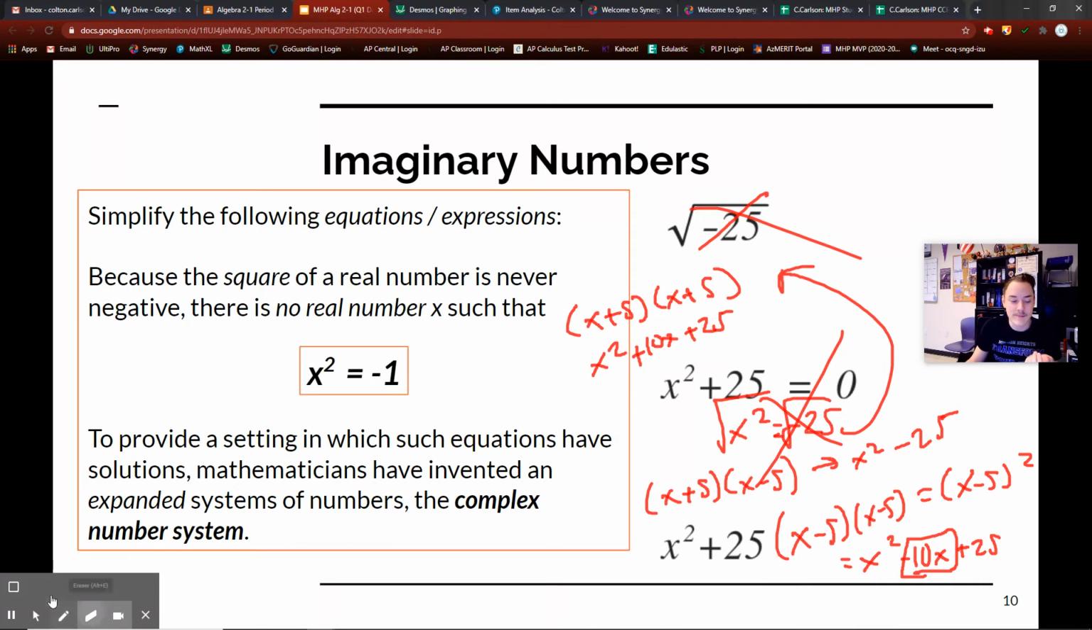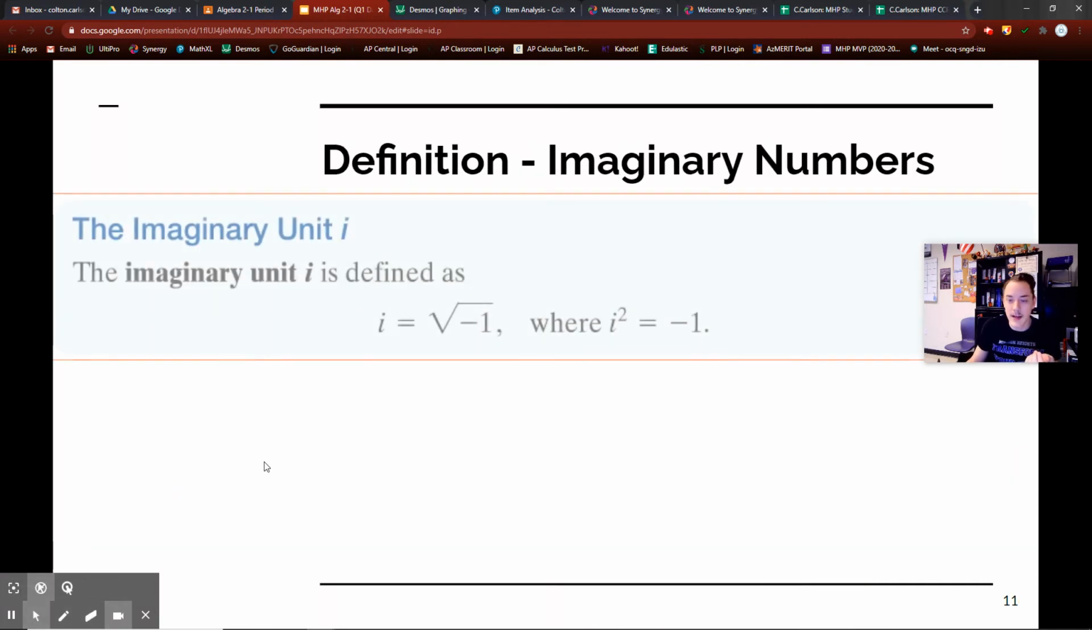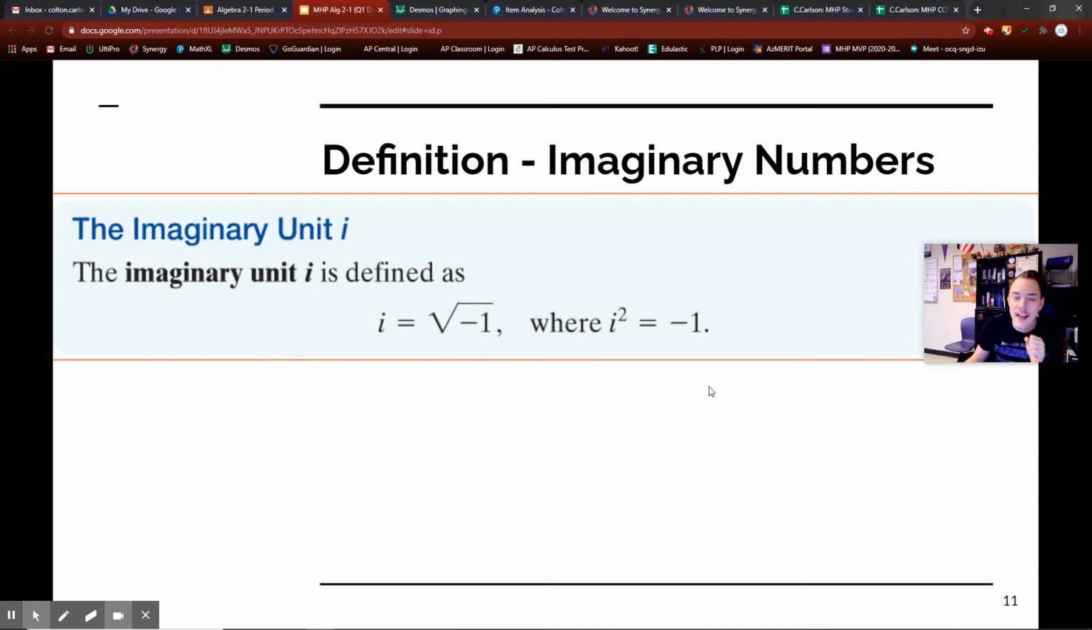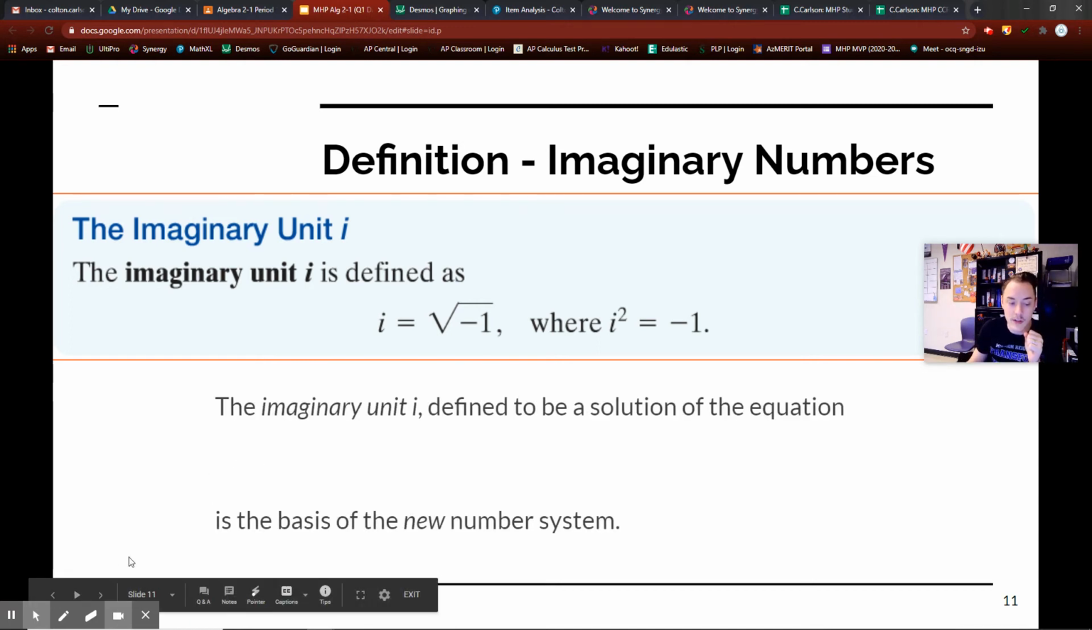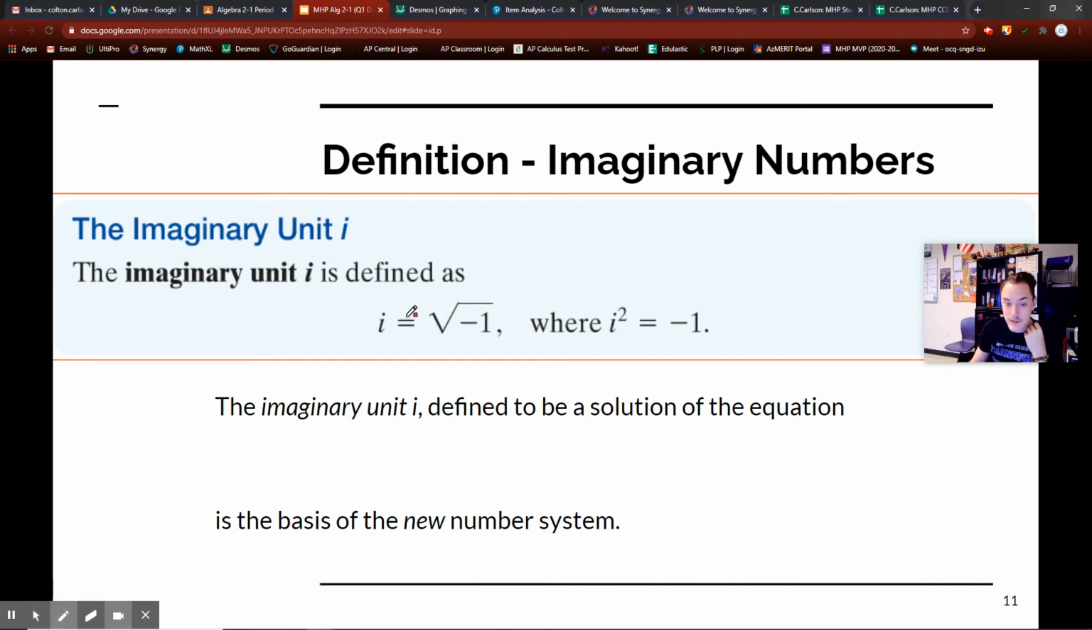Imaginary numbers. Okay? This is the imaginary number. We define an imaginary unit in mathematics with the following thing. i, I'm literally going to call it i as imaginary, equals the square root of negative 1. And yes, it's the square root of a negative number.